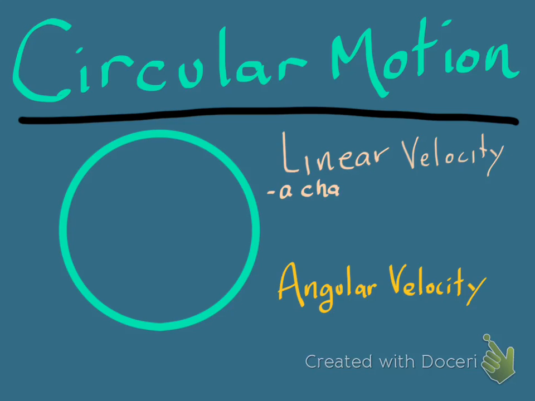Now, linear velocity is the one that you're probably a little bit more familiar with concept-wise, because really all it means is a change in distance over time. Just like your very familiar little formula from science class is v equals d over t. Velocity is distance divided by time. It's that exact same concept. A point traveling around the circle over time. That's its linear velocity.